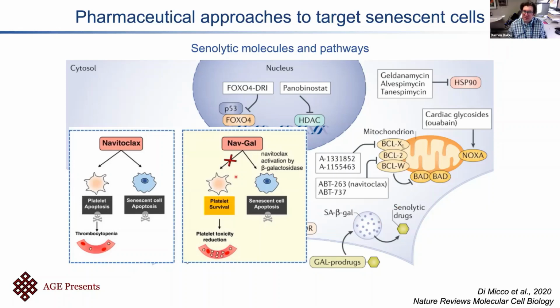Because as we know, navitoclax works through this mechanism of killing cells, but that works both in senescent cells and in non-senescent cells as well. So there will be cells like platelets that will be sensitive to elimination through navitoclax exposure. Through the administration of these navitoclax galactosidase prodrugs, the thinking is that you get delivery to the site where it needs to be active, into the senescent cell, where it will then become active and trigger apoptosis within that senescent cell specifically.